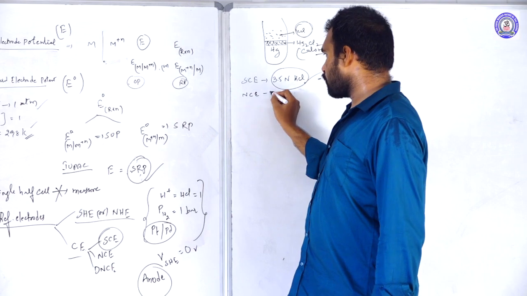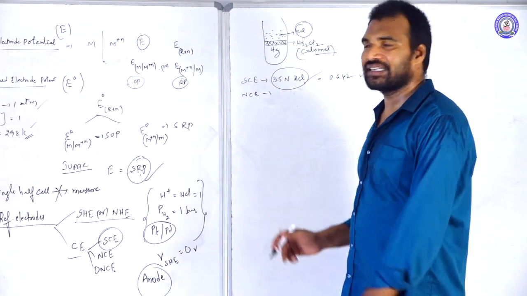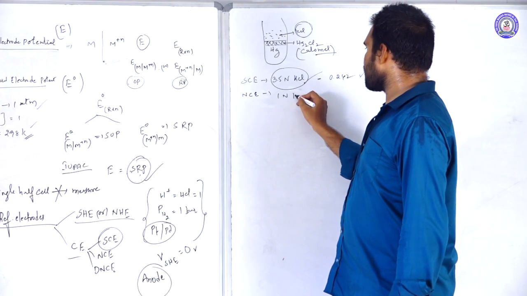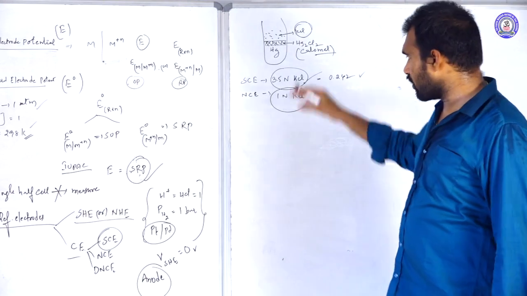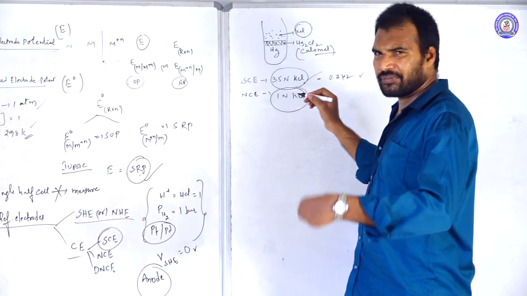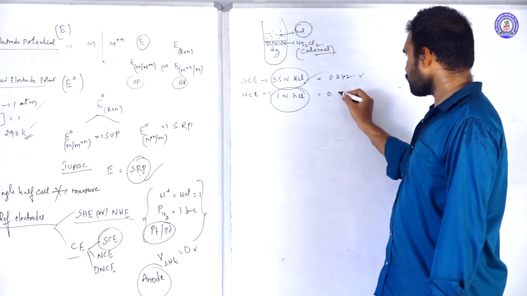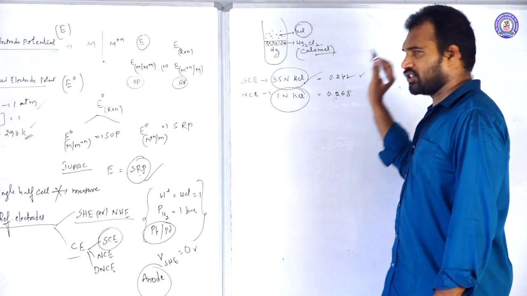Whereas the second one is the normal calomel electrode. Don't think that normal means not general. Normal means normality, one normality. So when one normal KCl solution is used, that calomel electrode we call the normal calomel electrode, and its voltage is a little bit higher than that, which is 0.268 volts.